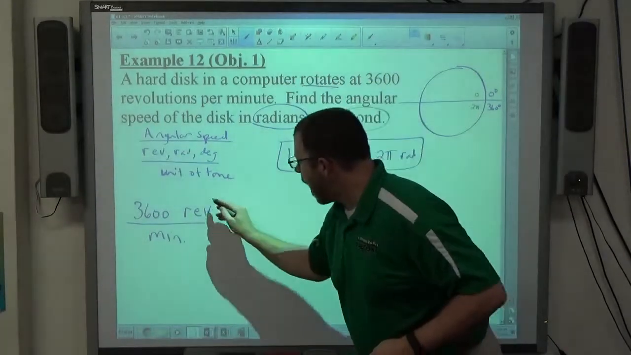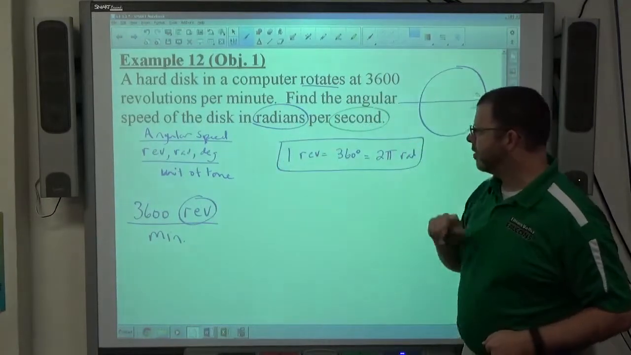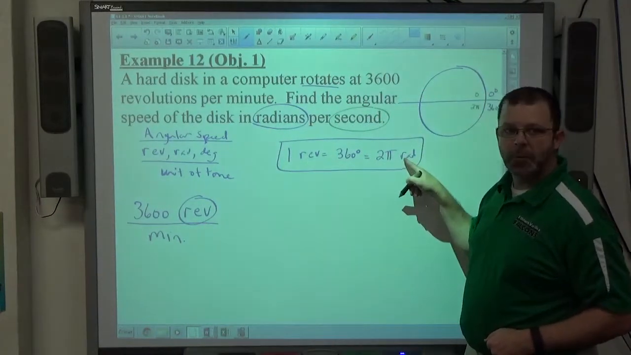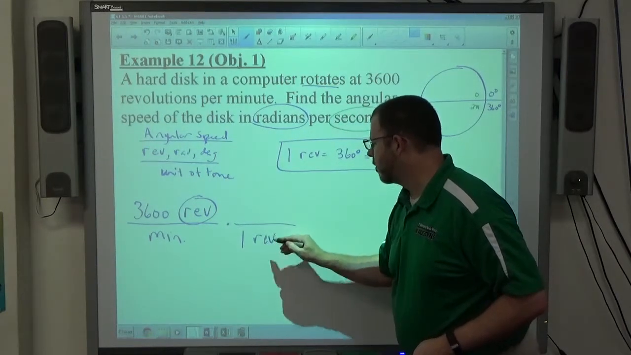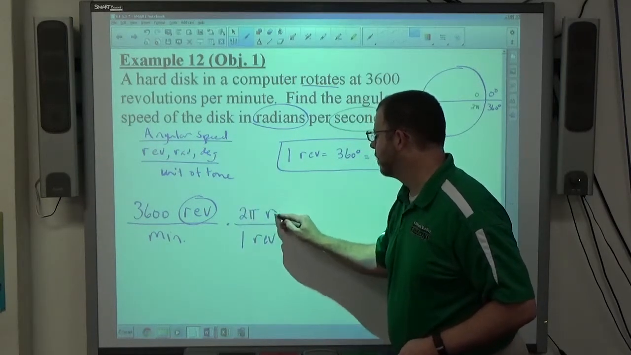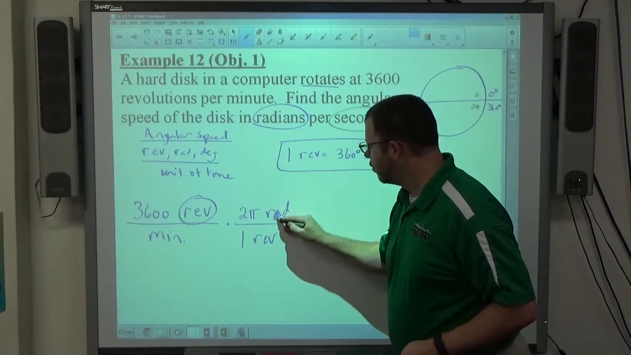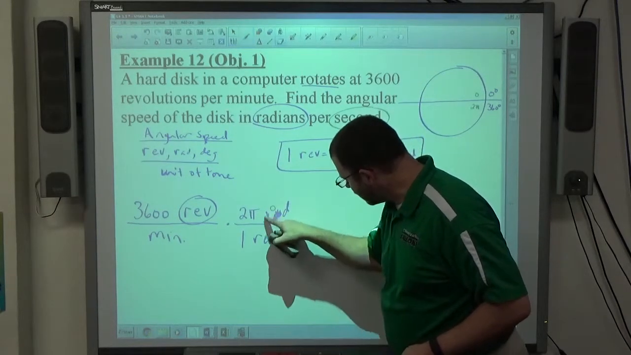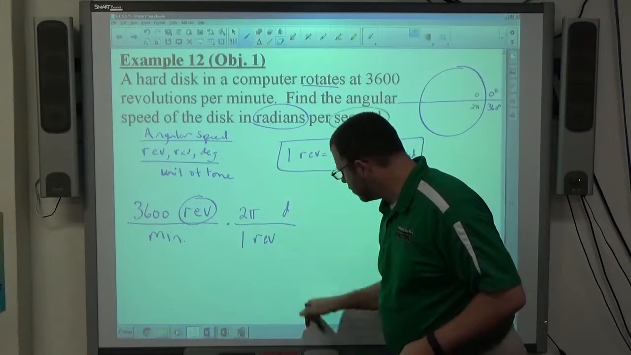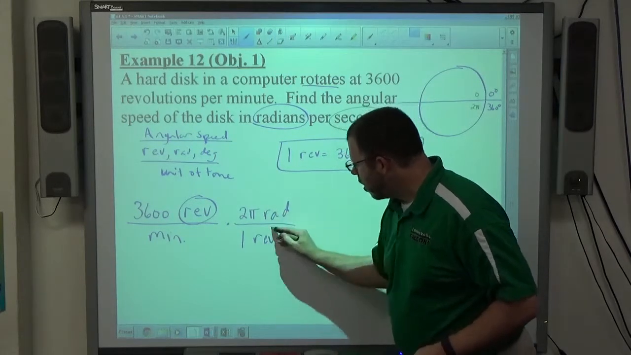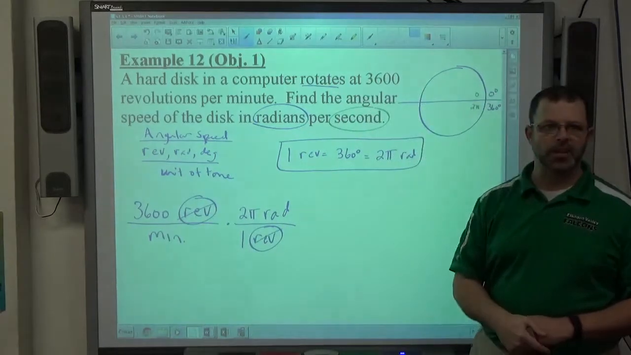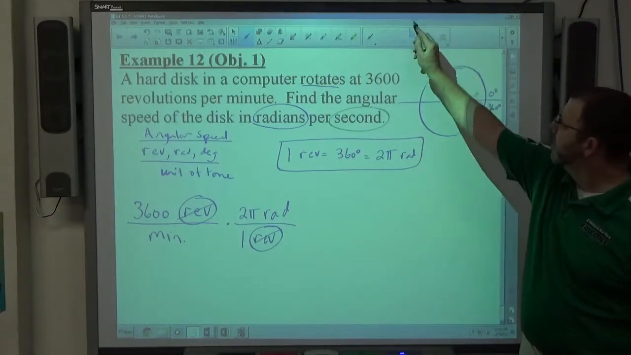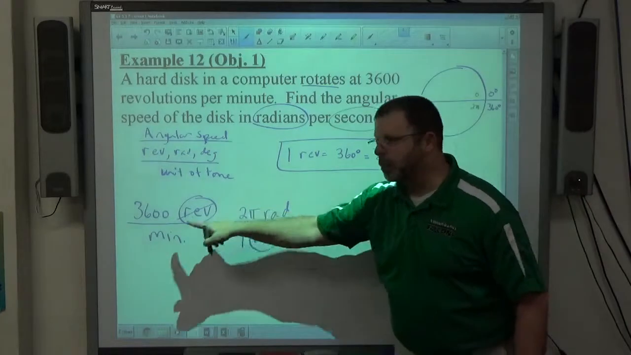So I want to convert revolutions into radians, and I know 1 revolution equals 2 pi radians. So I'm going to put 1 revolution on the bottom. I'm going to put 2 pi radians on top. And using just basic facts of fractions, a revolution unit on the bottom, a revolution unit on top, we can cancel those just like we would cancel numbers in a fraction. And at this point I'm at radians per minute for a unit.